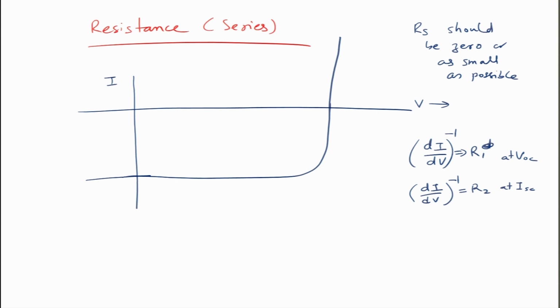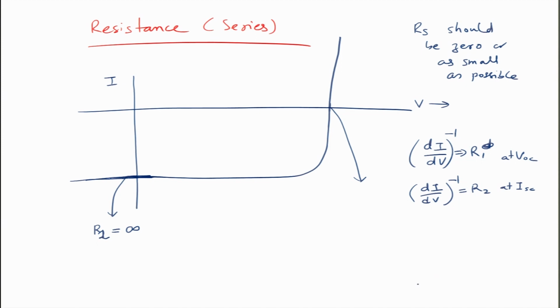So, you can see that as we have said, our ideal curve should be as squarish as possible, which means the current should be nearly flat at ISC and voltage variation should be nearly vertical at VOC. So, if you look at the slope at this point, what is di by dv at this point? Di by dv is equal to 0 at this point. So, which means R2 is infinity.